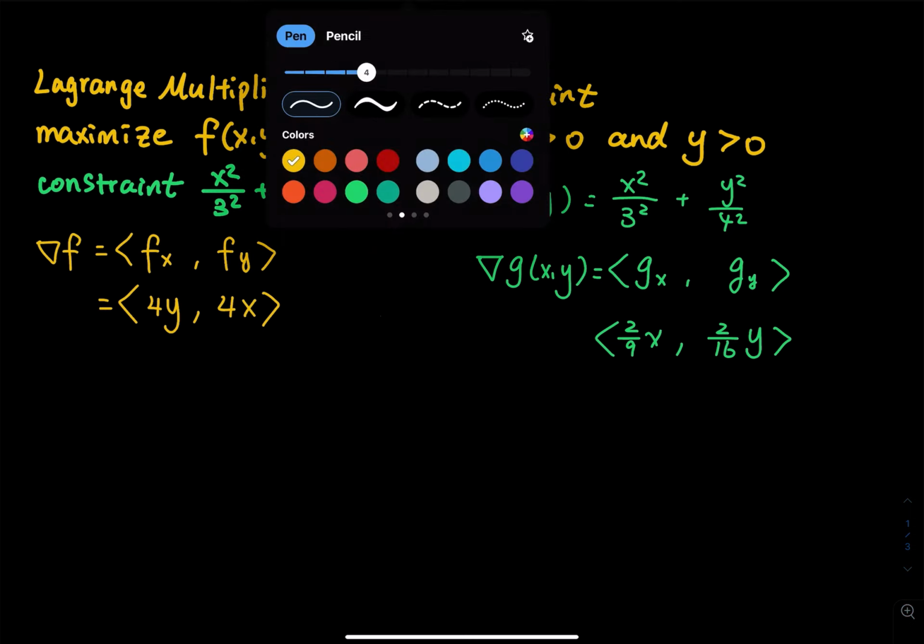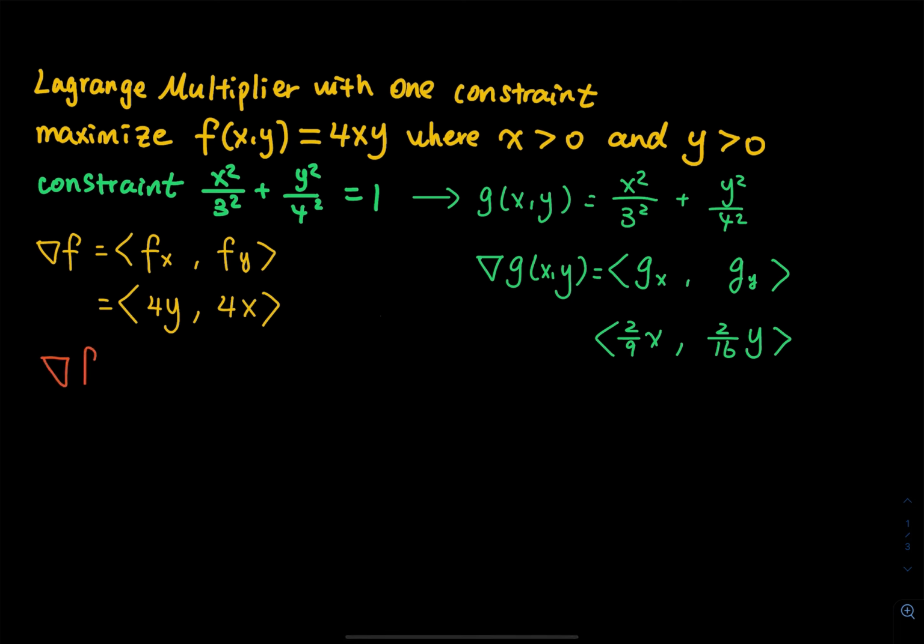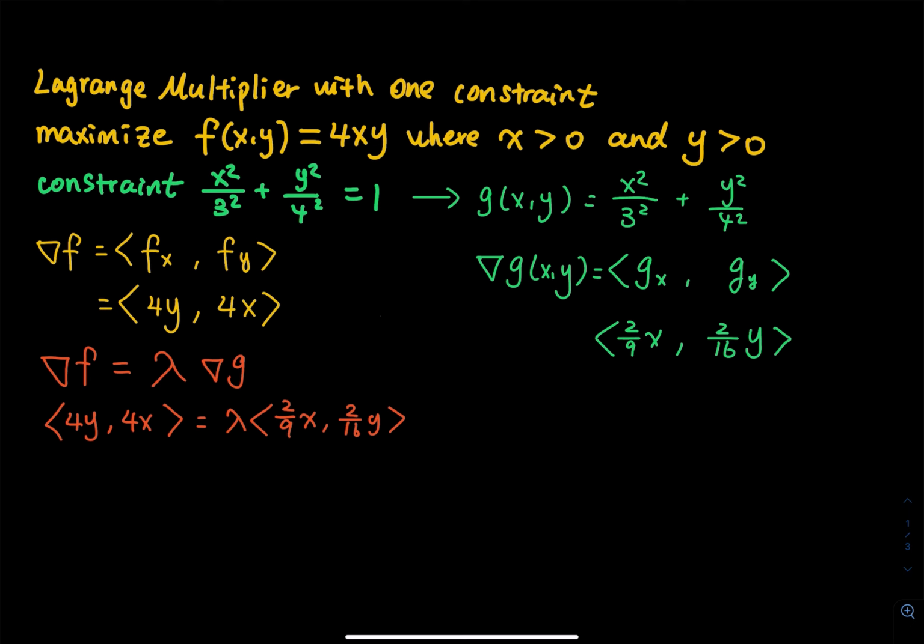The next step is to write the Lagrange multiplier equation. We have the gradient of f equals the Lagrange multiplier, the Greek letter lambda, times the gradient of g. So let's put in the partial derivatives: 4y comma 4x equals lambda multiplied by 2 over 9 x and 2 over 16 y. We multiply the lambda in, so 2 over 9 lambda x and 2 over 16 lambda y, and the left side has no change.